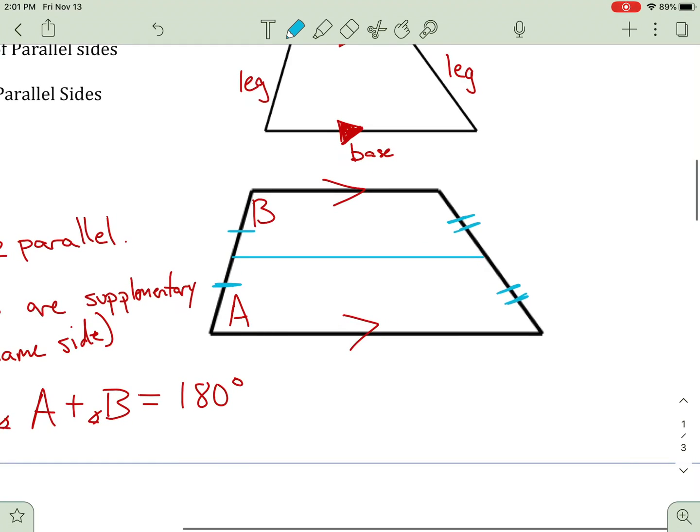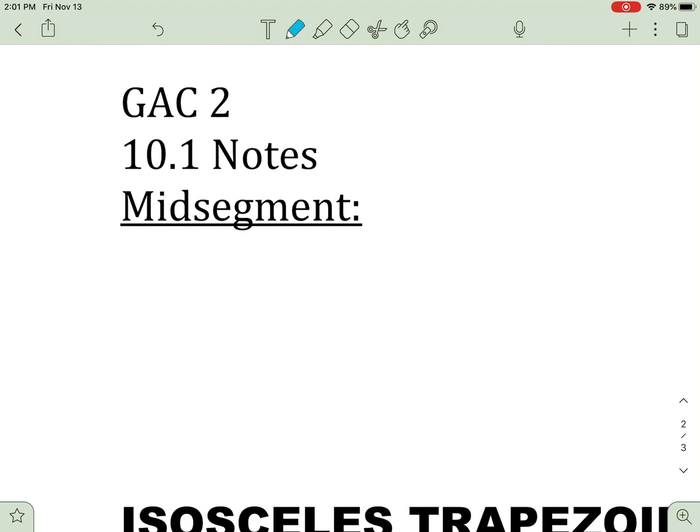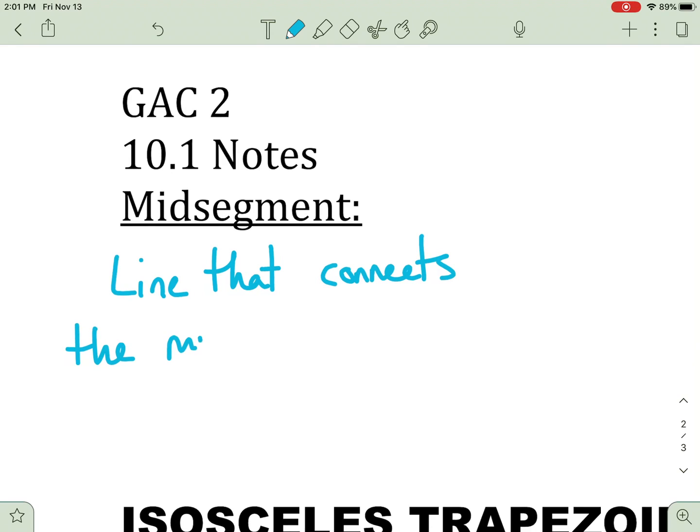Now, sometimes you'll be asked a question. It says, like, what is the formula for a mid-segment? Well, the mid-segment, first of all, by definition, is a line that connects the midpoints of the legs.